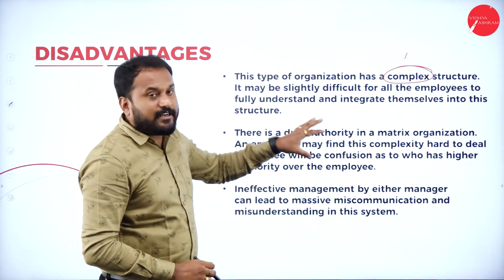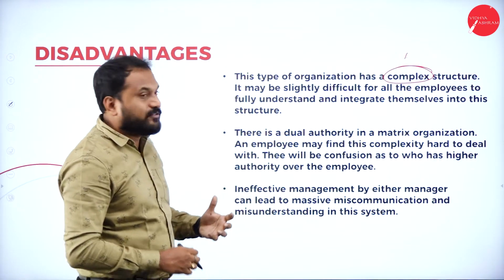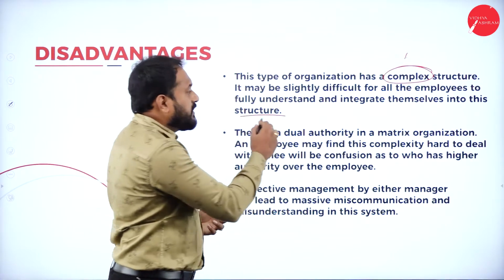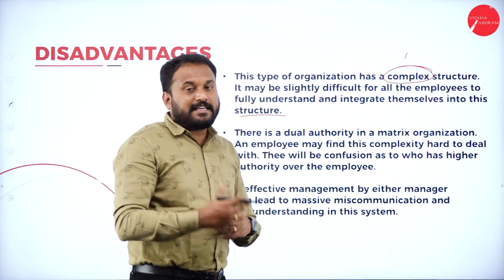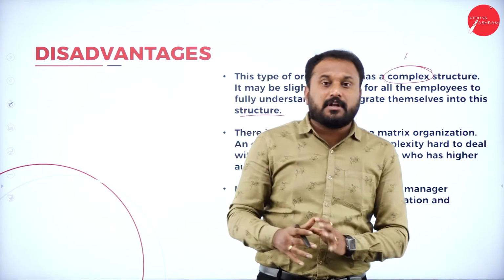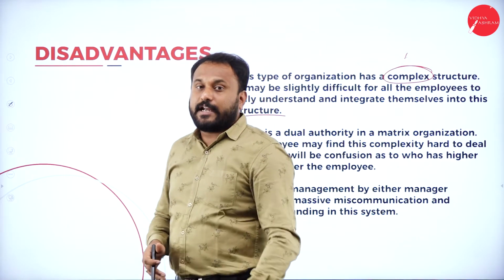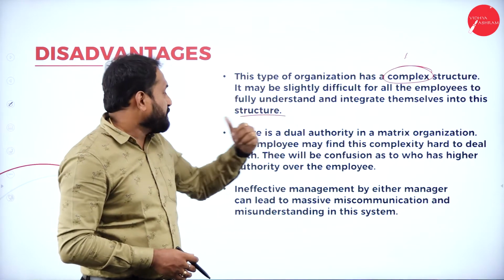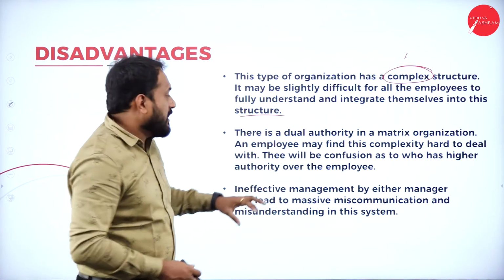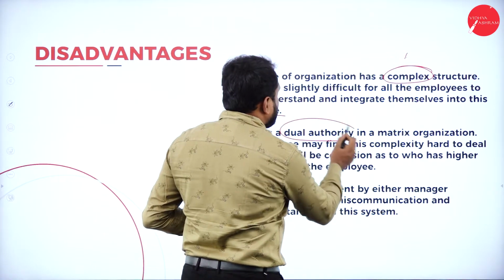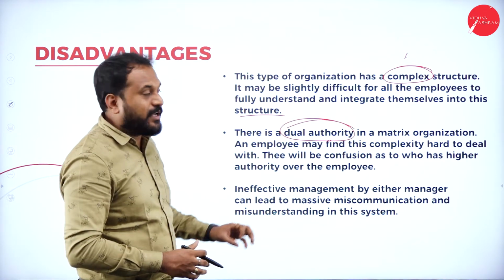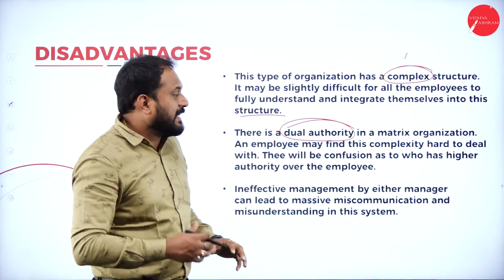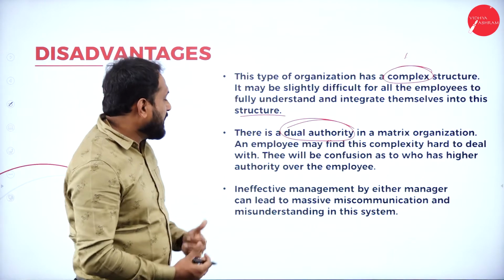It may be slightly difficult for all employees to fully understand and integrate themselves into their structure. Now here what happens is how well you are experienced, how well you are adaptable, how well you are a team player, you will get to know whether you can adjust to two managers or you cannot. There is a dual authority. We already know that matrix structure is always a grid kind of a structure where you have dual authority in a matrix organization. An employee may find this complexity hard to deal with.